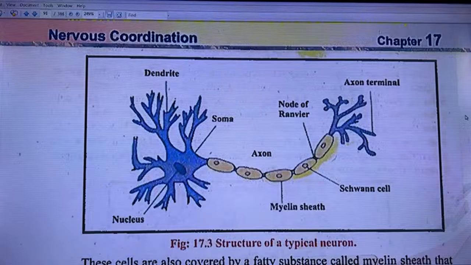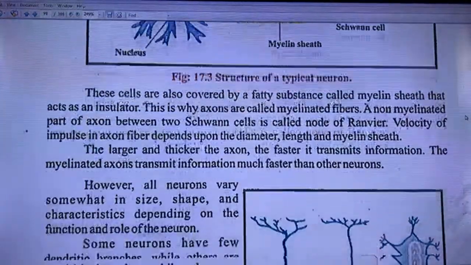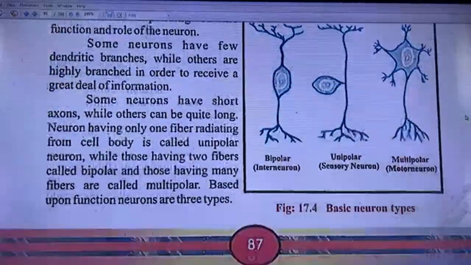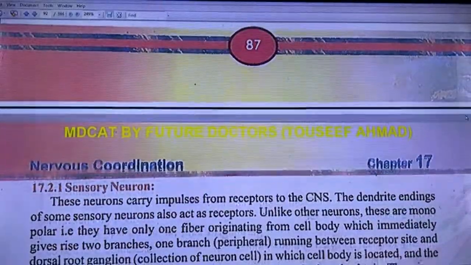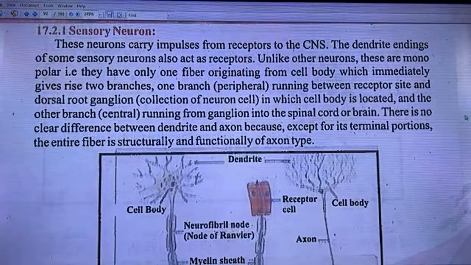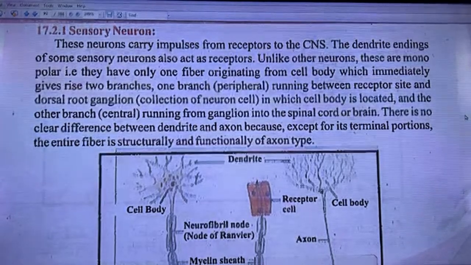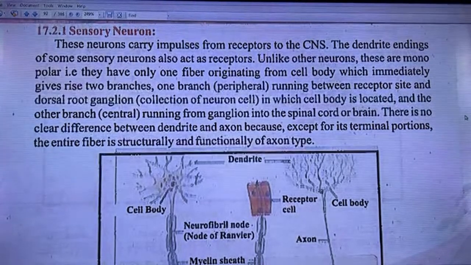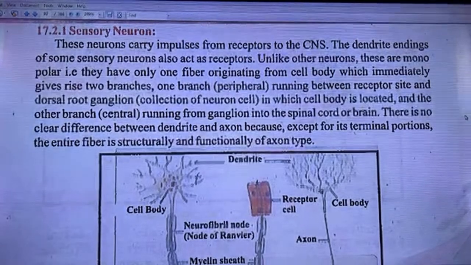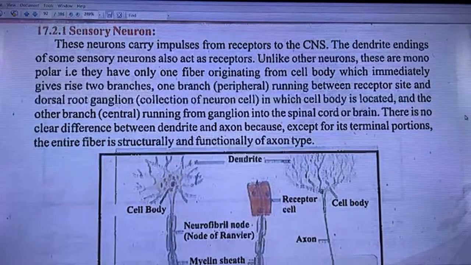Structure of neuron. Sensory neuron. These neurons carry impulses from the receptor to the central nervous system. The dendrite endings of some sensory neurons also act as receptors. Unlike other neurons, these are monopolar. They have only one fiber originating from the cell body, which immediately gives rise to branches.